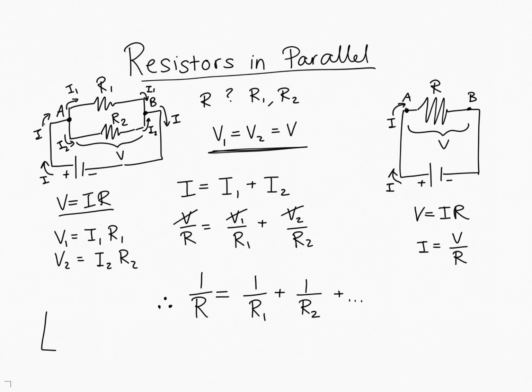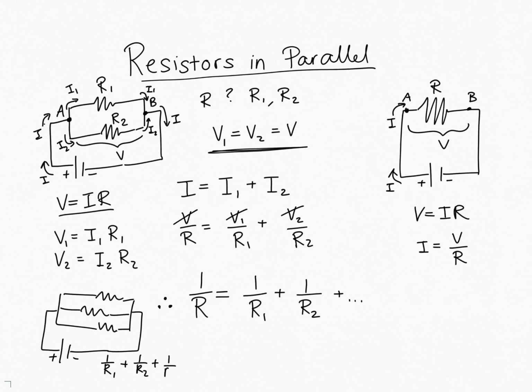So if we have more resistors in parallel, such as something like this, where we have our positive side and negative side of our battery, we might have three resistors in parallel, then we would add up all three of their resistances: 1 over R1 plus 1 over R2 plus 1 over R3. And if we had more, then we would keep adding more. So thus we find that the relationship between resistors in parallel is that 1 over R is the sum of the reciprocals of the resistances.